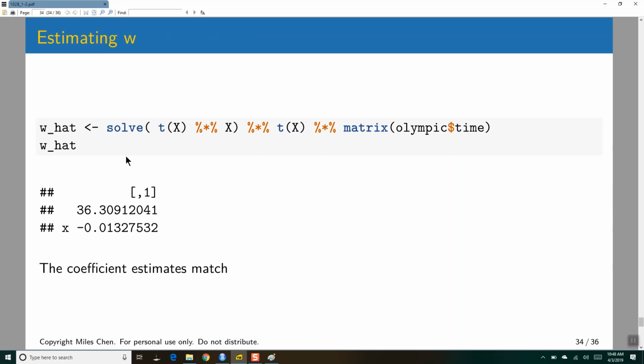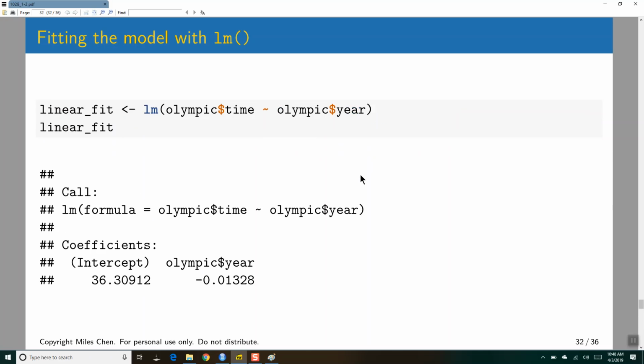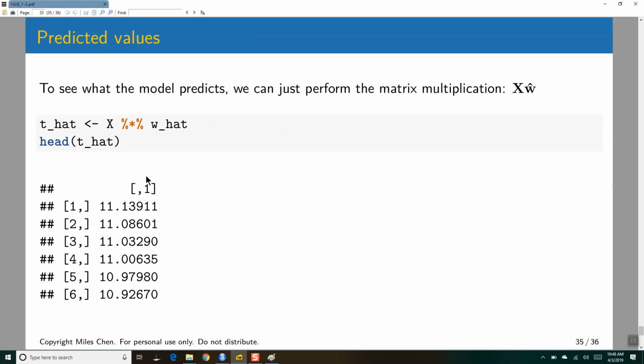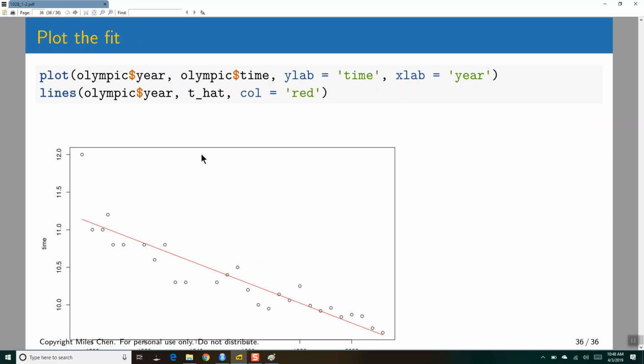So indeed, running the matrix operations gives us the exact same thing that lm does, which is what we would expect. To get the predicted values from our model, we just do x times that w hat, and then again, we can plot that. We can just plot the year against the fitted values, and we get the ordinary least squares regression line.